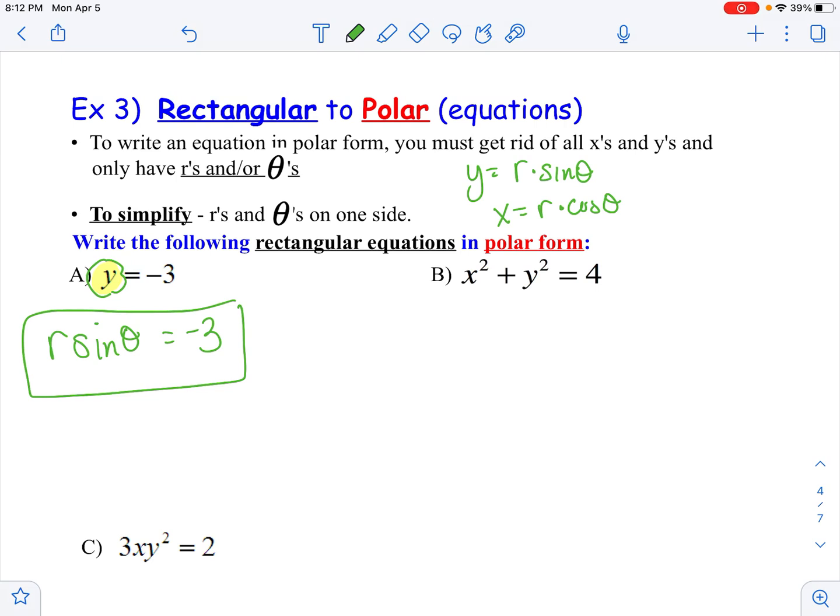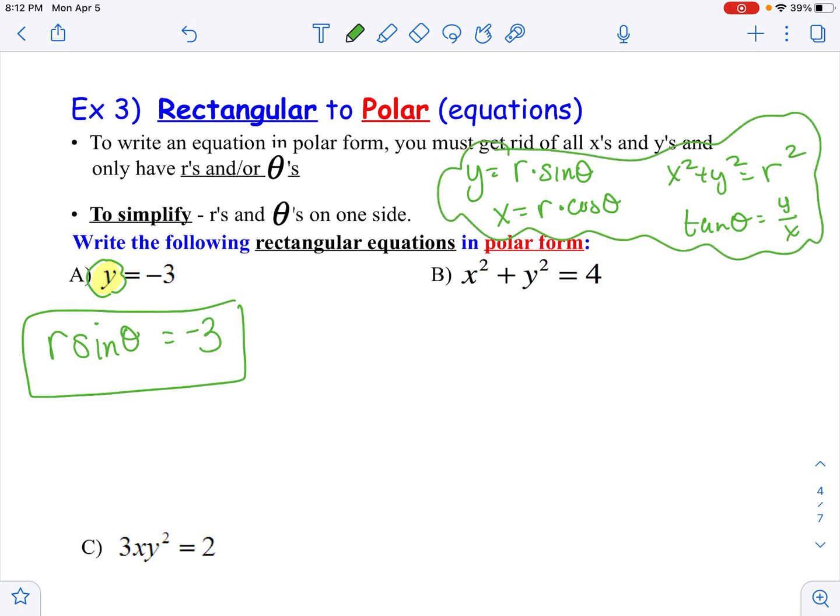Remember, there are a couple more formulas too. We know that x squared plus y squared equals r squared. And we also know that tangent of theta equals y over x. So those are the formulas that we might use to go back and forth between polar and rectangular.